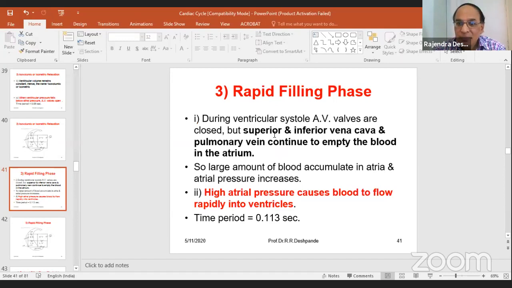What is happening? The valves open and then the rapid filling phase. During ventricular systole, AV valves are closed, but superior and inferior vena cava and pulmonary veins continue to empty the blood into the atrium. So a large amount of blood accumulates in the atrium and atrial pressure is high. That is why AV valves open, and then high atrial pressure causes blood to flow rapidly. See my hands, due to gravity, rapidly into the ventricles. That's why it is the rapid filling phase. It is not ejection. It is filling phase.